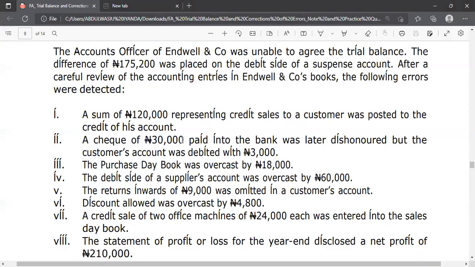A credit sale of 2 office machines of 24,000 each was entered into the sales day book. A credit sale. So let me answer this question. We have 2 types of receipts, or we can even say income. We have what we call capital receipts, and we also have what we call revenue receipts.